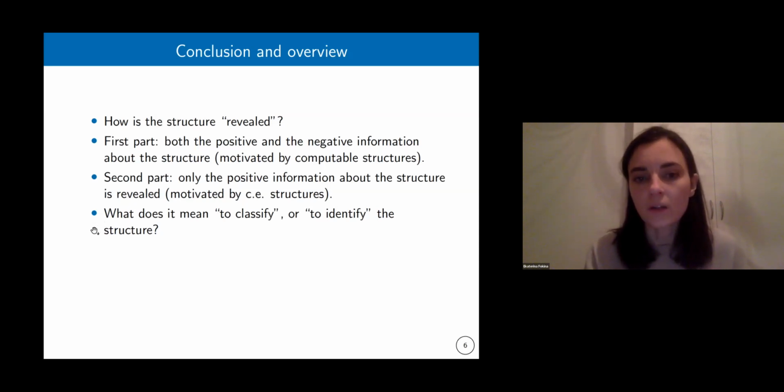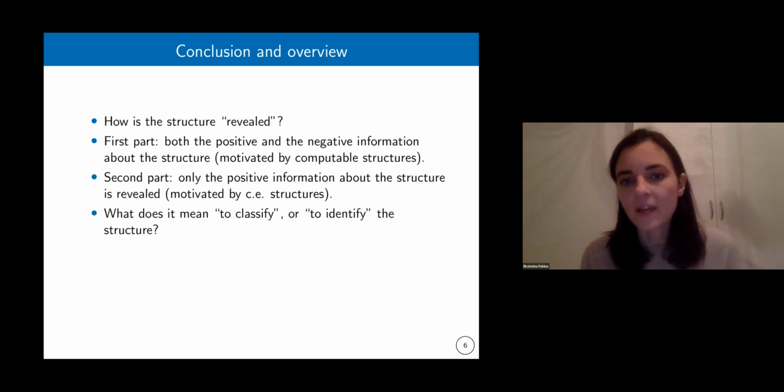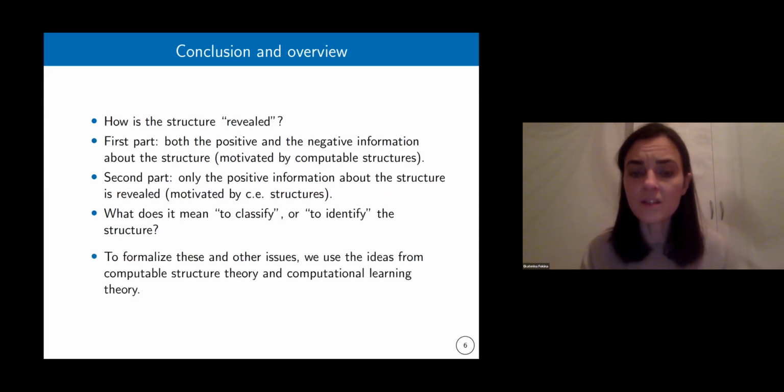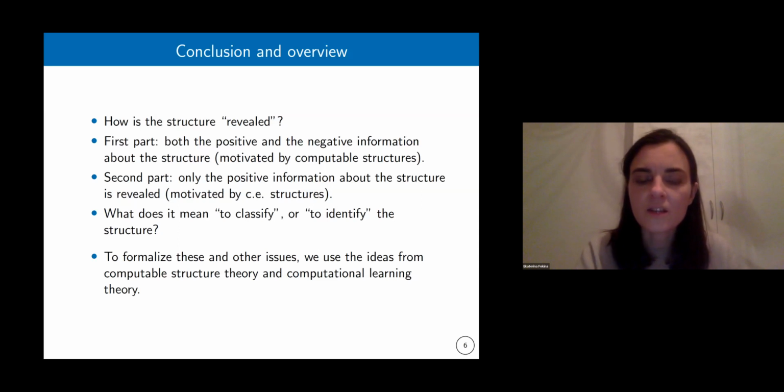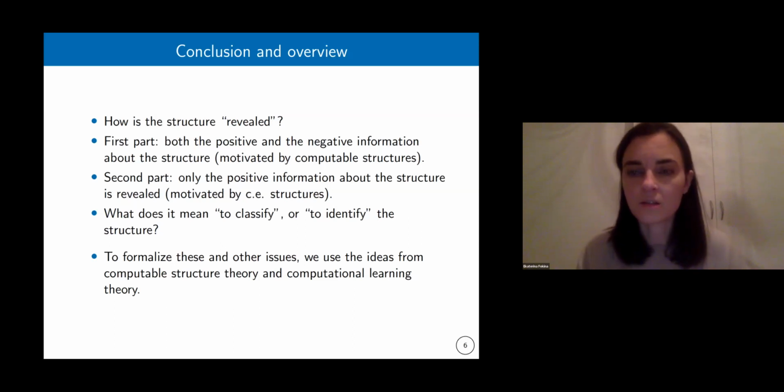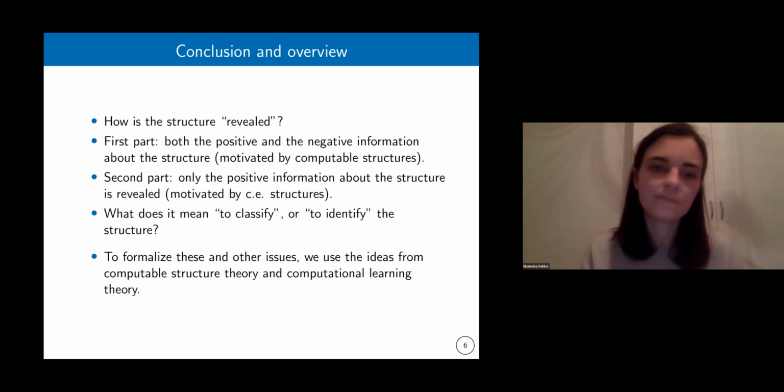Okay, so I will talk about it a little bit at the end of the talk. And then, what do we mean by classifying or identifying the structure, by identifying successfully this structure? This and some other issues need to be formalized. And to do this, we use ideas from computable structure theory on one side and computational or algorithmic learning theory or inductive inference on the other side.